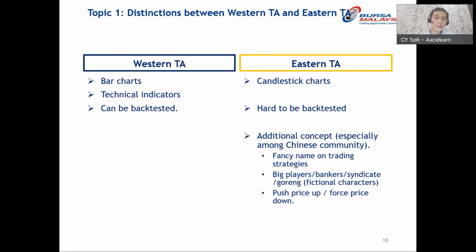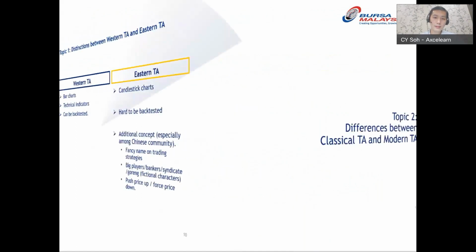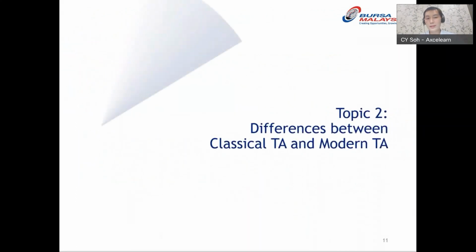Okay, so these are the main differences between Western technical analysis and Eastern technical analysis. Now, let's have a look at the second topic, which is: what are the differences between classical technical analysis and modern technical analysis? Pay attention to this, because I believe many of you are still using classical technical analysis.